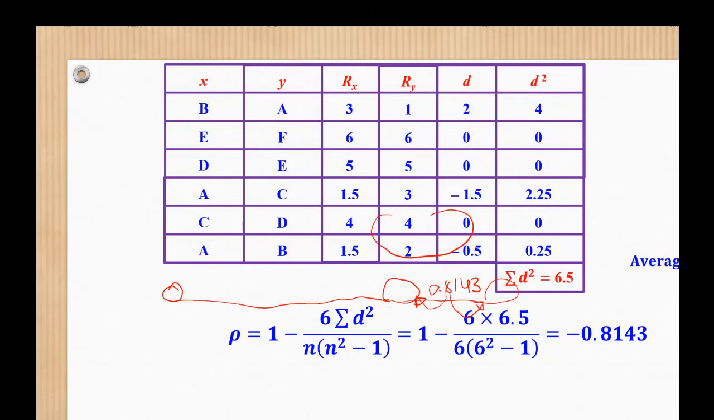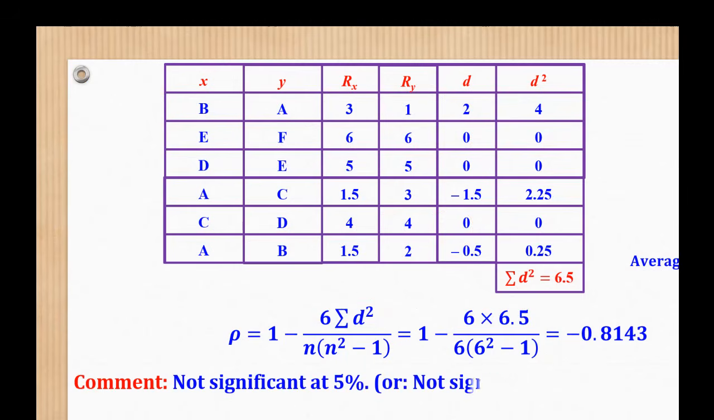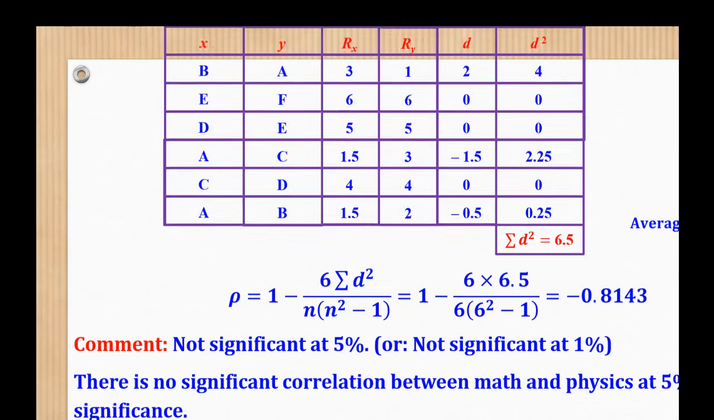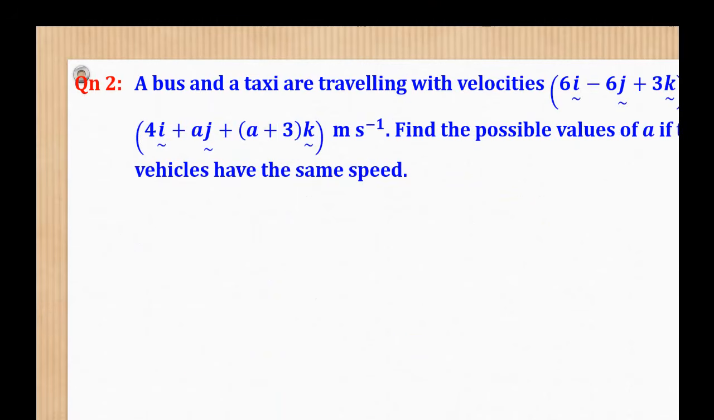So we shall come and conclude: not significant at 5%, or you can say not significant at 1%. Or you can also write and say there is no significant correlation between math and physics at 5% level of significance, and that is okay. That was question 1. Then question 2 says a bus and a taxi are traveling with velocities this and this.